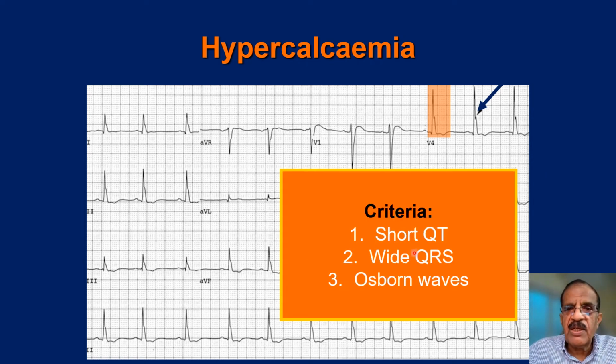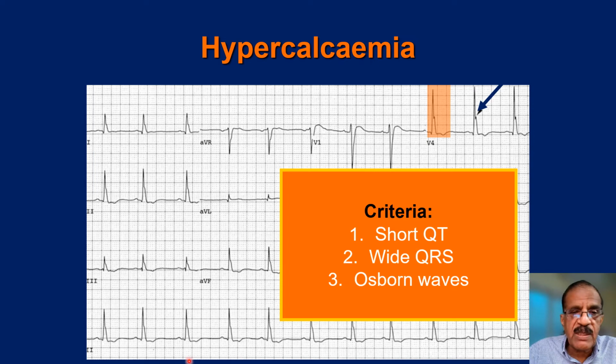So these are the criteria: short QT interval. I've shown you, starting from the QRS complex and ending at the end of the T wave, it's very short. You can just see it visibly. I think it is short.